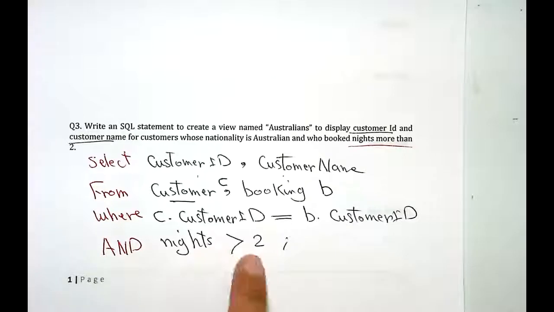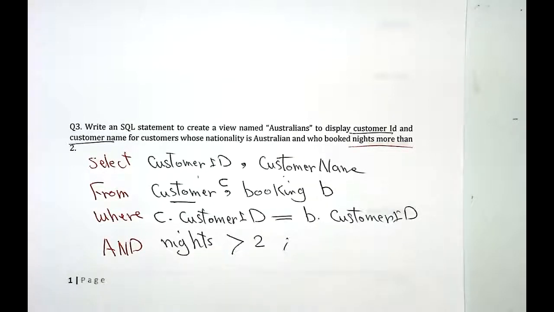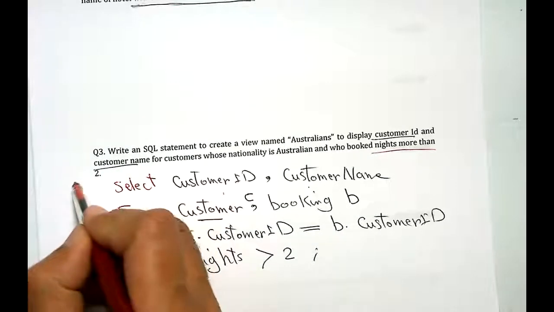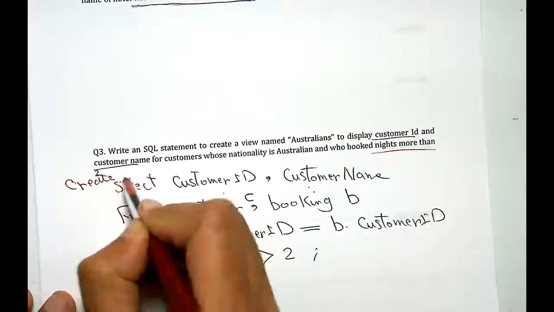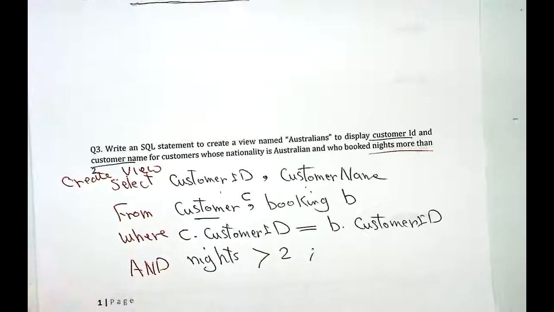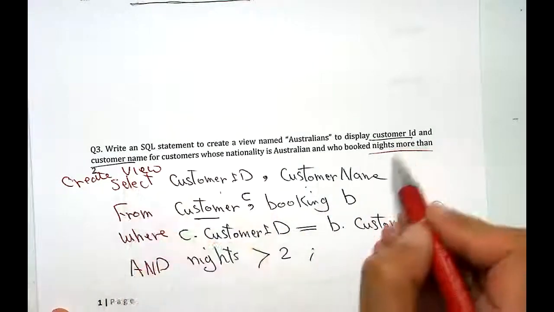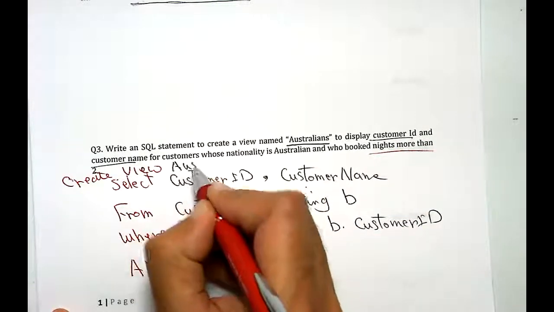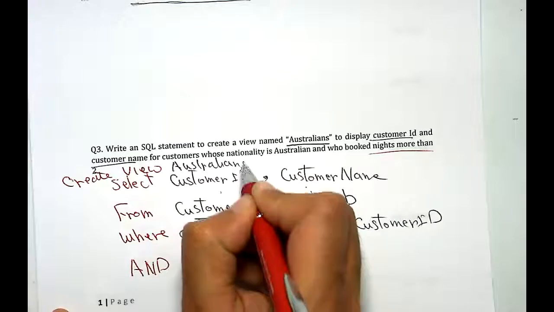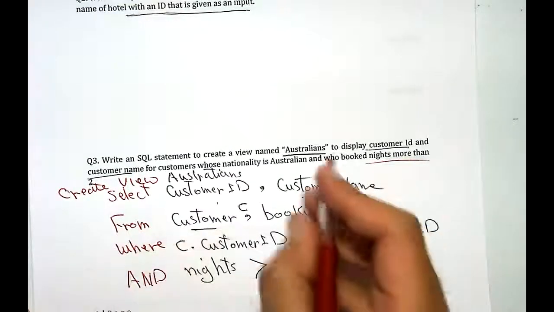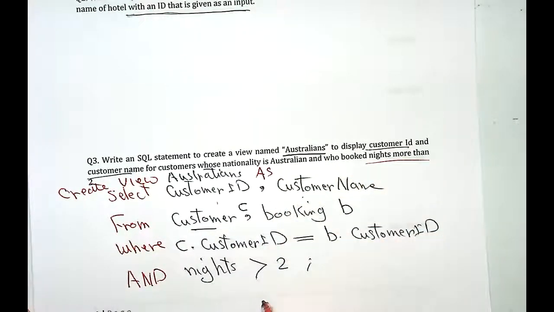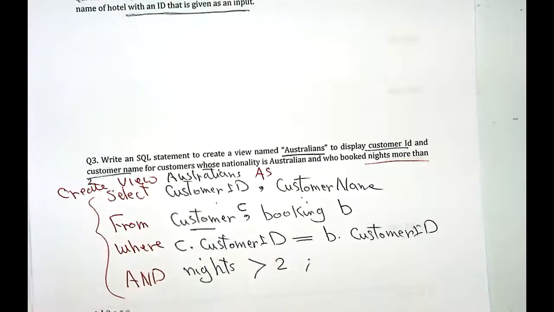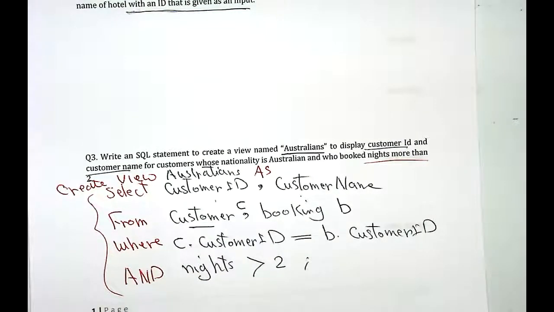This should be the statement to display customer ID and customer name for the customers who made booking more than 2. To create a view, I'm simply going to add create view, and then you give the name to the view, which is Australian, and the keyword as. It is good to check your statement first, and then you add the create view statement.